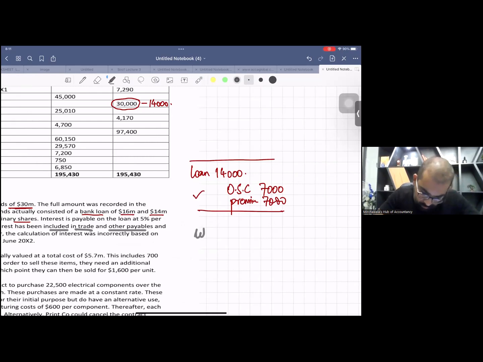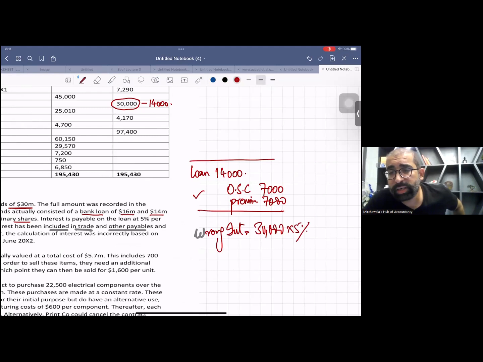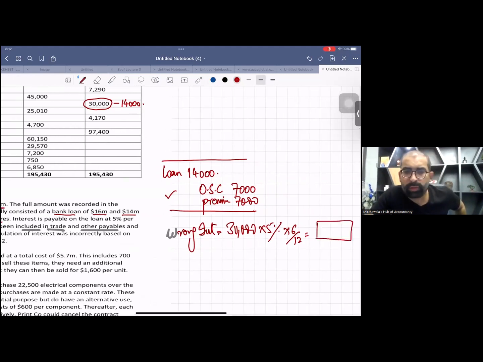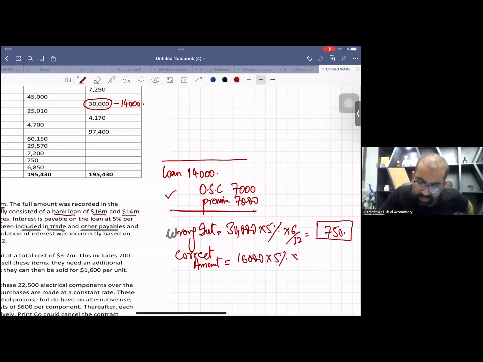Wrong interest. They booked 30,000 times 5%, and obviously the loan was generated in the mid of the year, times 6 upon 12. That's what they booked: 30,000 times 5% times 6 upon 12. Quick, students, please help me. They booked 750. But you know what the correct amount is? The correct amount should have been 16,000 times 5% times 6 upon 12.